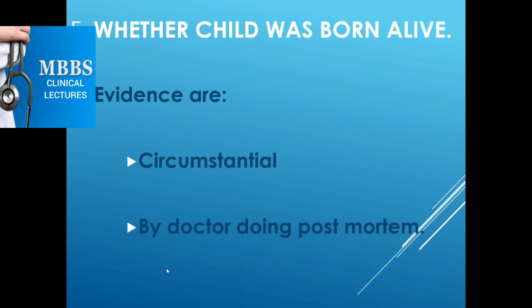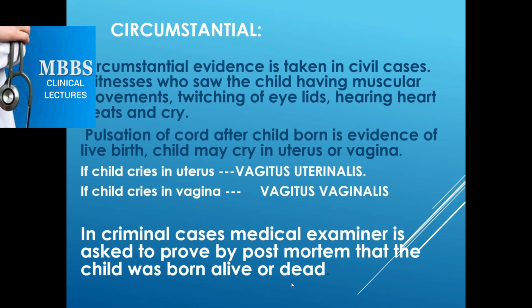After that, we have to know whether the child was born alive. There are two evidences, one circumstantial evidence, which tells us whether the child was born alive if someone is a witness of delivery or has seen the baby cry. These are the circumstantial evidences. Or the second authentic way is by a doctor doing the postmortem. Circumstantial evidence is taken in civil cases. A witness who saw the child having muscular movements, twitching of eyelids, heard heartbeats and cry, like the nursing staff or the person who was present attending the delivery, can be a witness of that delivery.